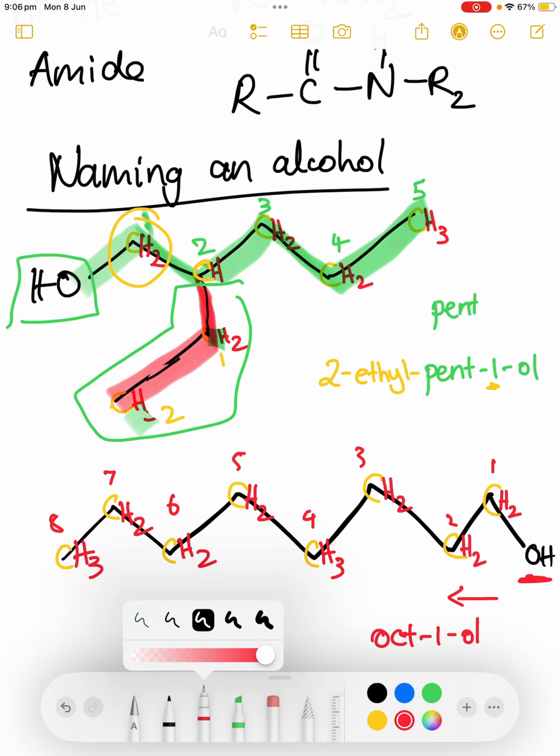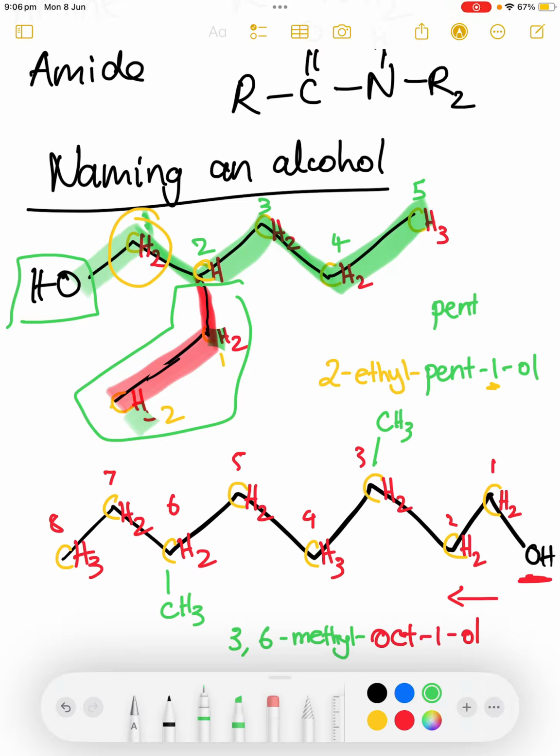Now, this is the harder one, if I had one coming off here, and that was a CH3, and another one coming off here, and that was a CH3, well, the name would be like this, all right? So it'd be 3, 6 methyl oct 1-ol, all right? And that's the name of that. You wouldn't have it as 3-methyl, 6-methyl oct 1-ol. No, you've 3, 6 methyl oct 1-ol.